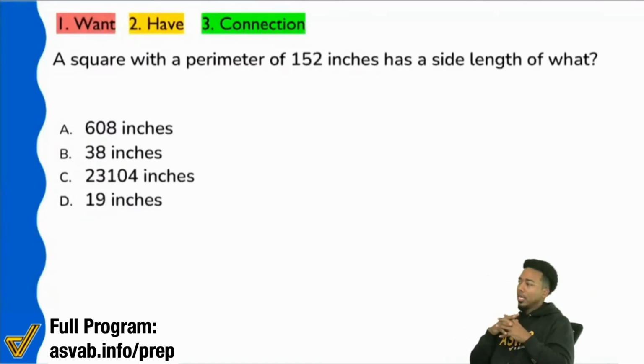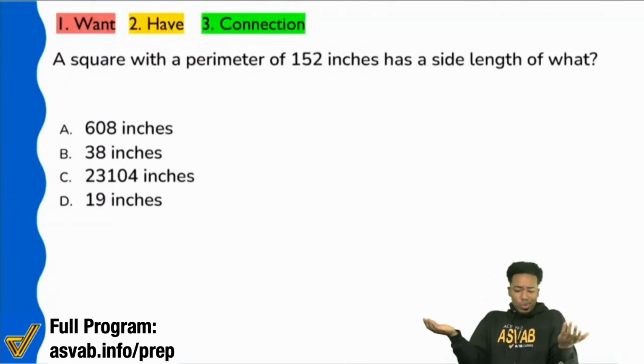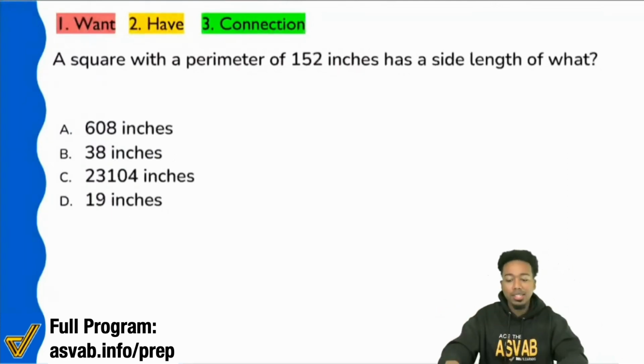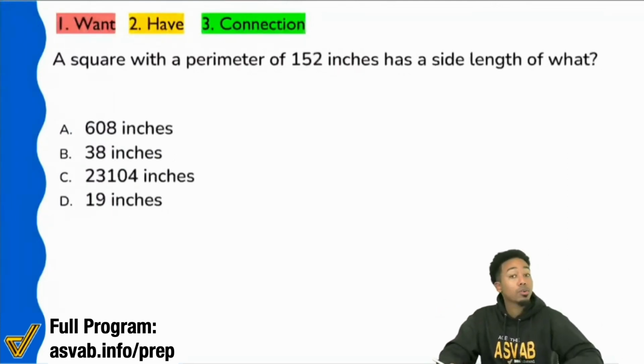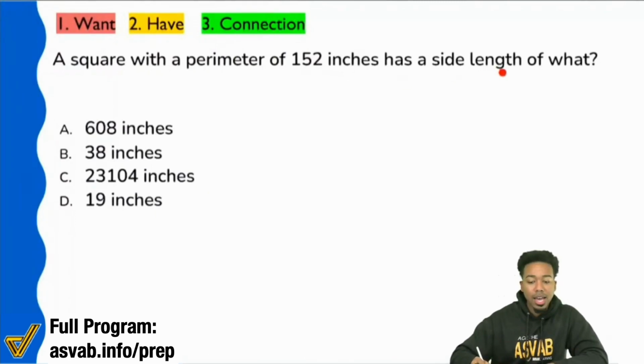First and foremost, we want to read the question first, and it's really one sentence. So some of that is out the door, but you can still identify what you're looking for right here. The question reads, a square with a perimeter of this has a side length of what?